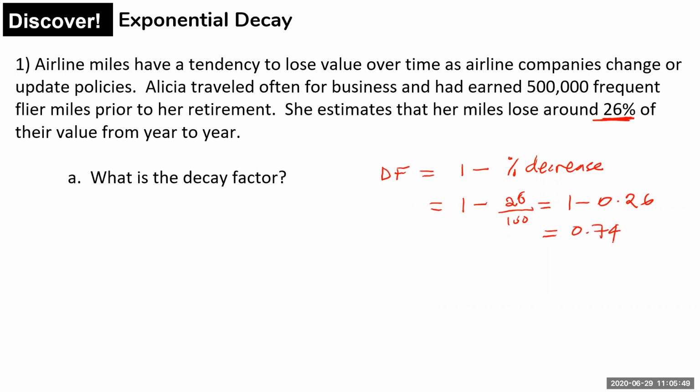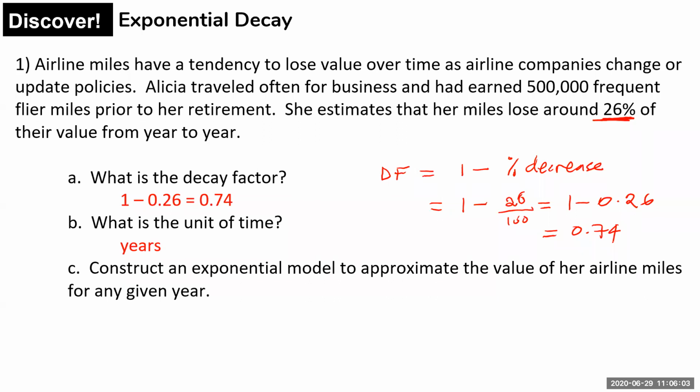0.74. So you have found the decay factor as 0.74. Is that okay? Nice. Now B, what is the unit of time? And that is years, right? Now construct an exponential model to approximate the value of her airline miles for any given year.